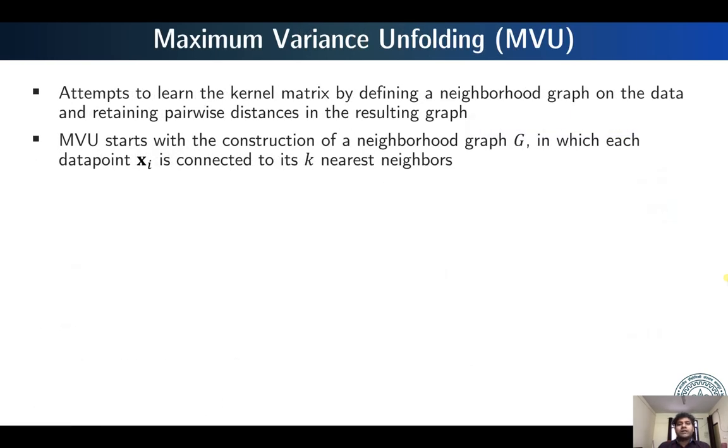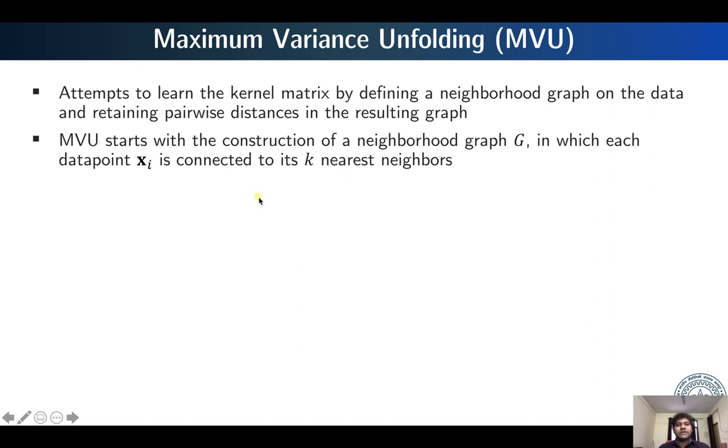Now, which kernel function is actually going to be useful? There it becomes ambiguous. It can vary from one problem to another. So this particular technique, maximum variance unfolding, attempts to learn the kernel matrix on its own. In order to do that, it first defines a neighborhood graph of the data. Building this neighborhood graph is very similar to Isomap, as we have seen, and at the same time it tries to retain the pairwise distances in the resulting graph.